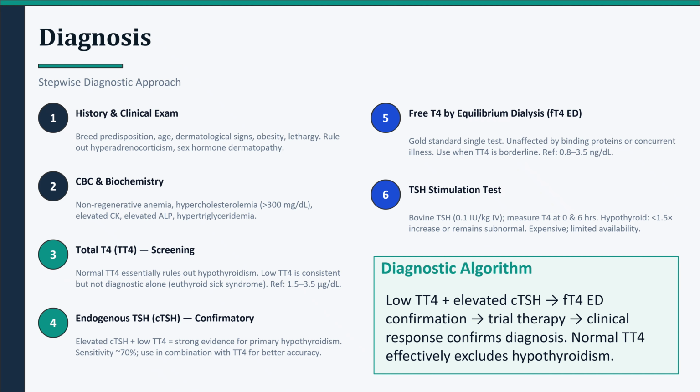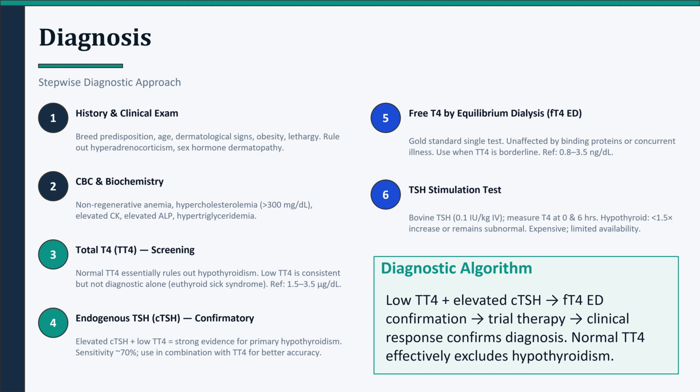Step 6. TSH stimulation test. This is the reference standard. You administer bovine TSH at the rate of 0.1 international units per kg intravenously and measure T4 at 0 and 6 hours. A hypothyroid dog will show less than a 1.5-fold increase or will remain subnormal.